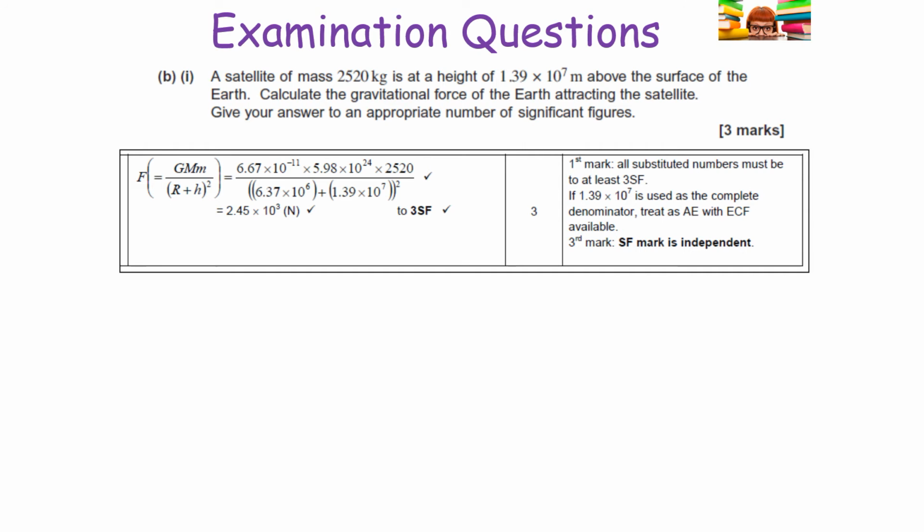Well, 1.39 is 3 sig fig, 2,520 is either 3 or 4 sig figs, but we always go with the lower number, so we have to give it to 3 significant figures.